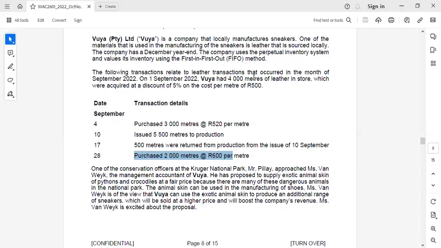You were just going to take the 4,000, add the purchases, the 3,000 and the 2,000, subtract your issue, then add the goods returned. You're going to get 4,000. After getting that 4,000, you just go to the last purchase. You take 2,000 from here at 600, then the other 2,000 you take from this purchase at 520. Then that's it. Your answers are likely to be the same.